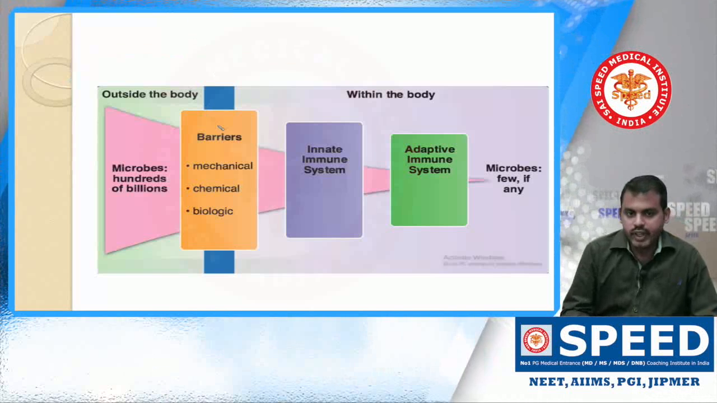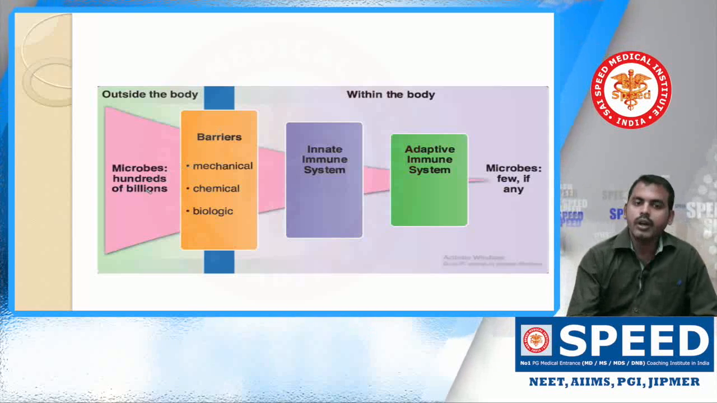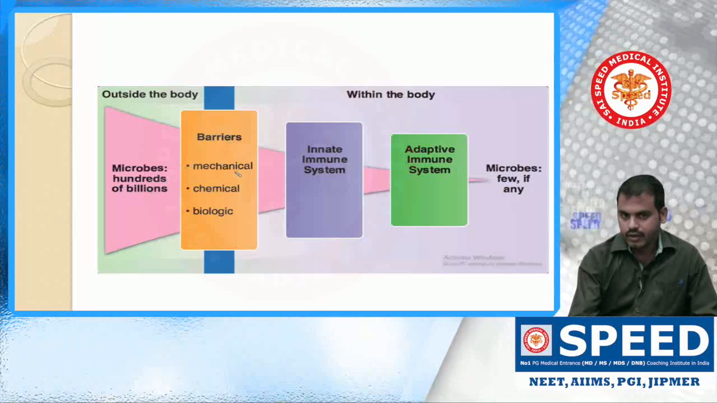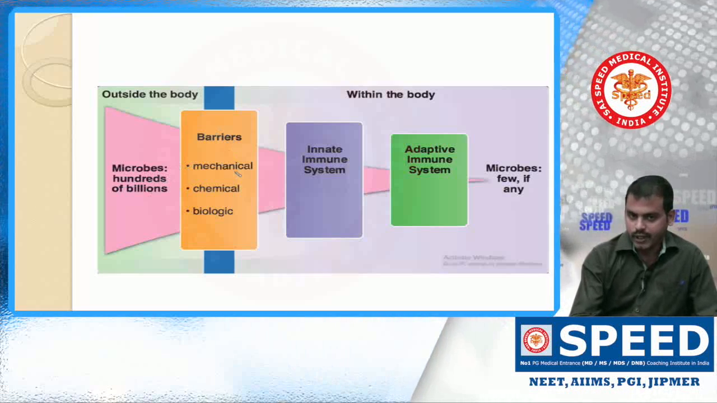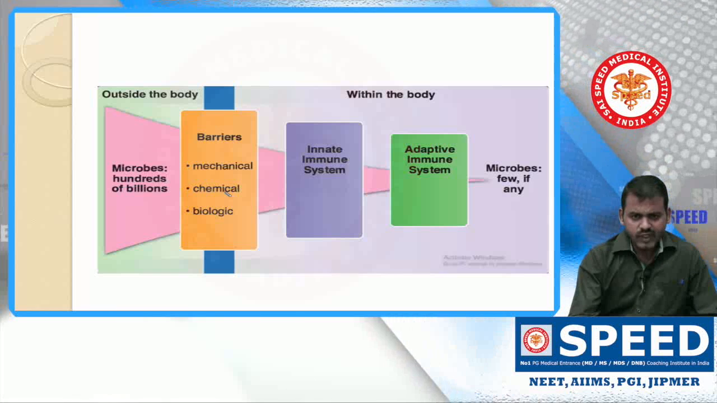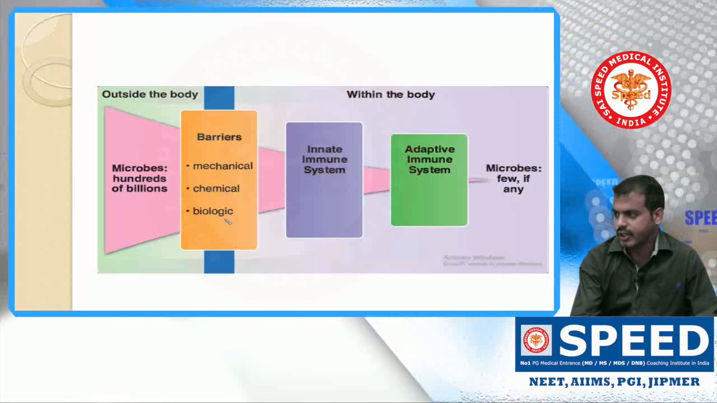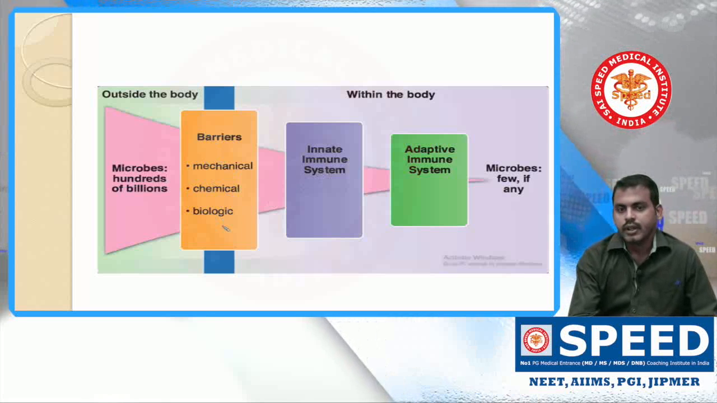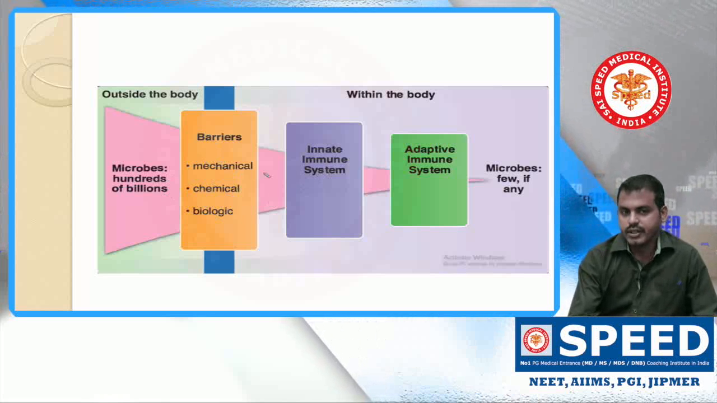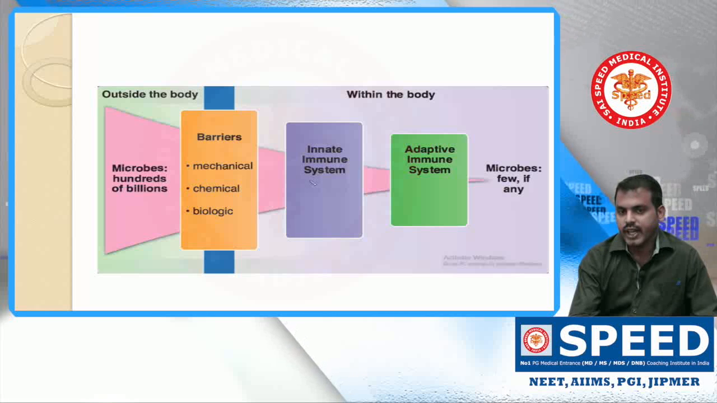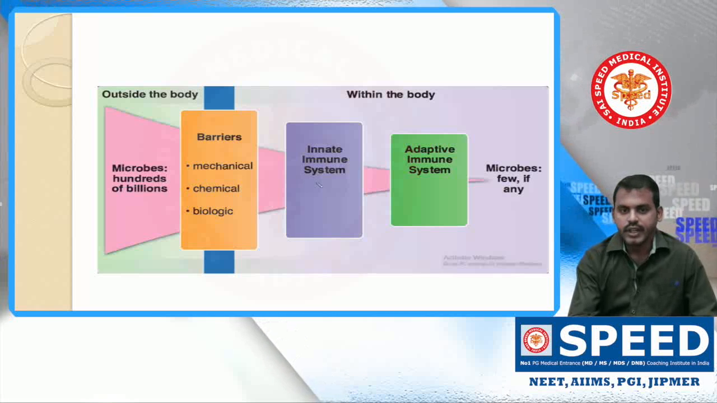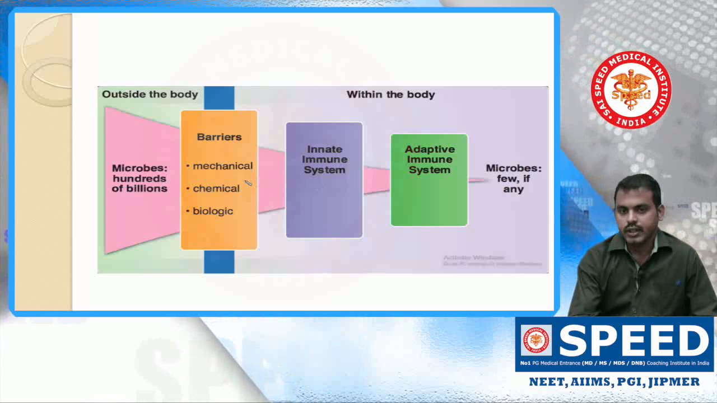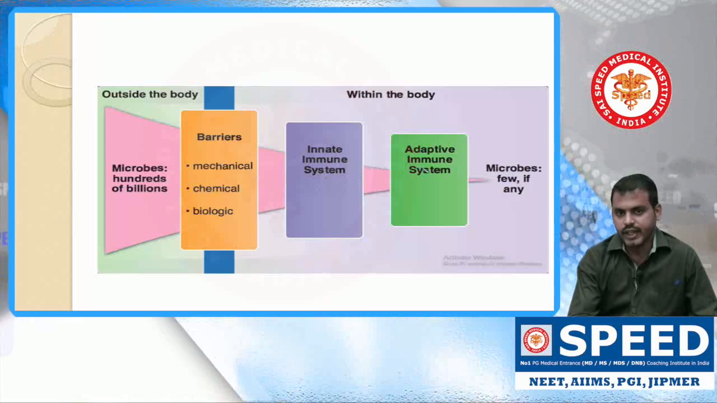When a microbe or a foreign particle enters the body, there are a few barriers. The first barrier is a mechanical barrier, for example skin; a chemical barrier, for example stomach acid; and a biological barrier, for example gut flora. If these barriers are breached, then the microbes will be handled by the innate immune system. The innate immune system is the first line of defense, barring the barriers.